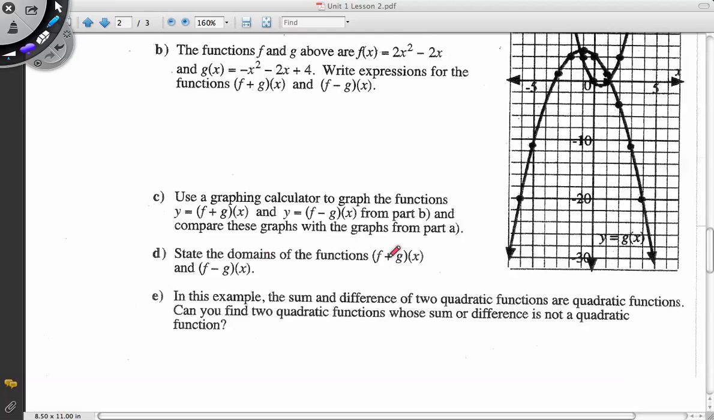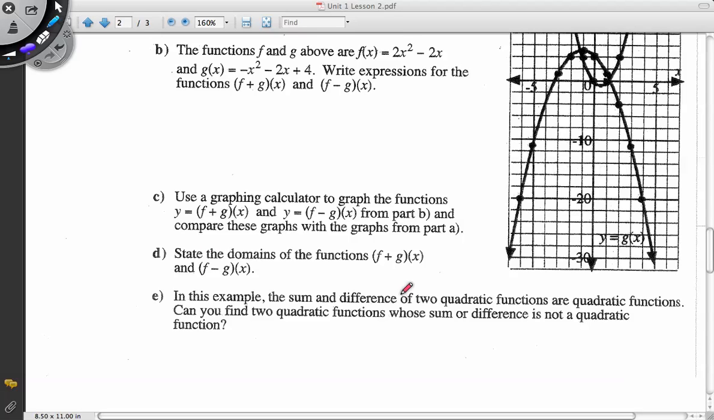State the domains and ranges of the functions. Again, you should be able to do that. It looks like it might be all real numbers for the domain. The function, oh, it doesn't ask for the range. But the range would obviously depend on what lowest y value or highest y value if it's upside down.